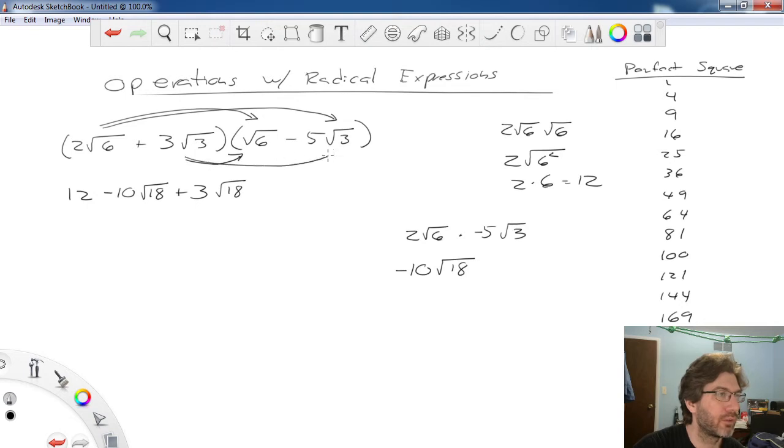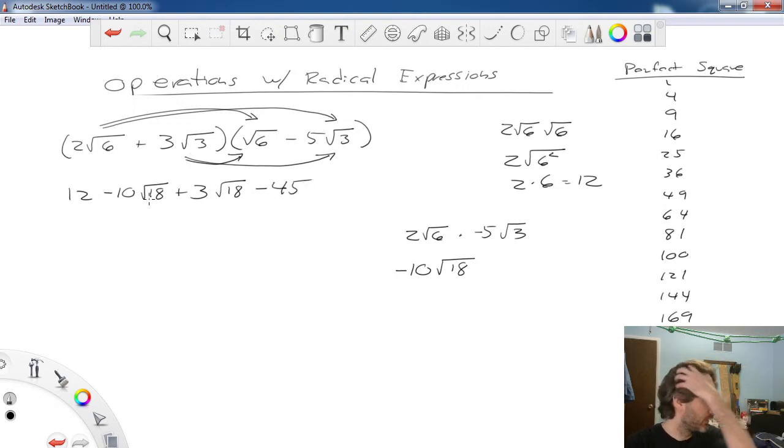And then I'm going to do this times that, which you're going to do 3 times negative 5 gives you negative 15. Square root of 3 times the square root of 3 gives you 3. And 15 times 3 is 45, so that is a negative 45.